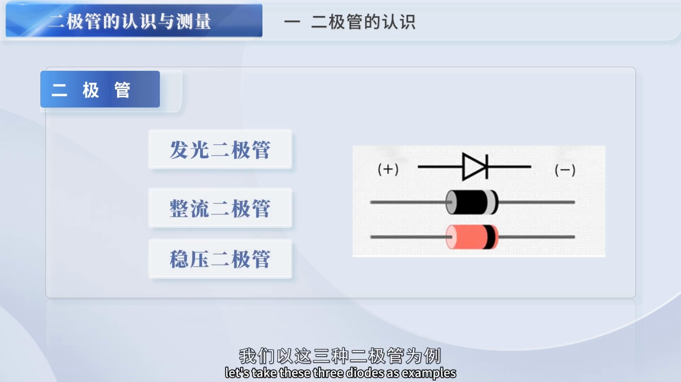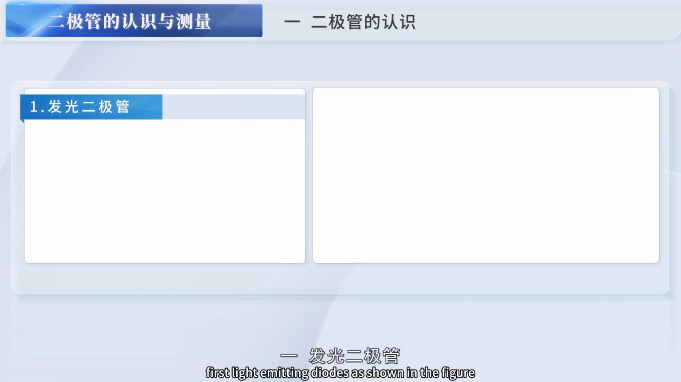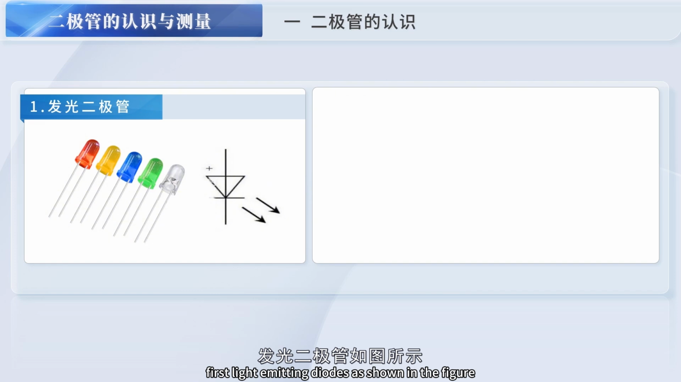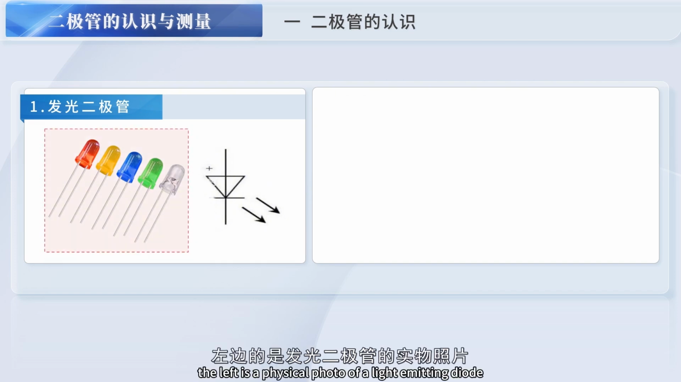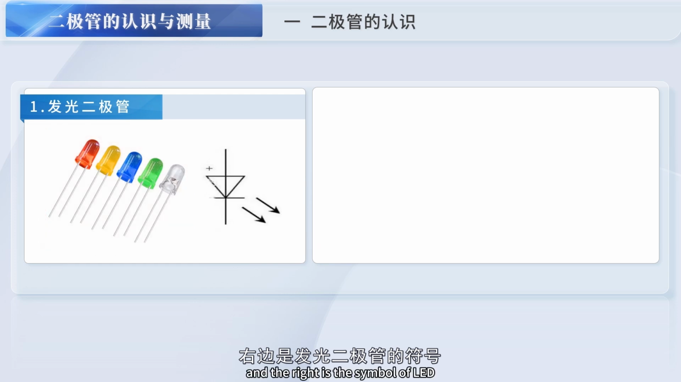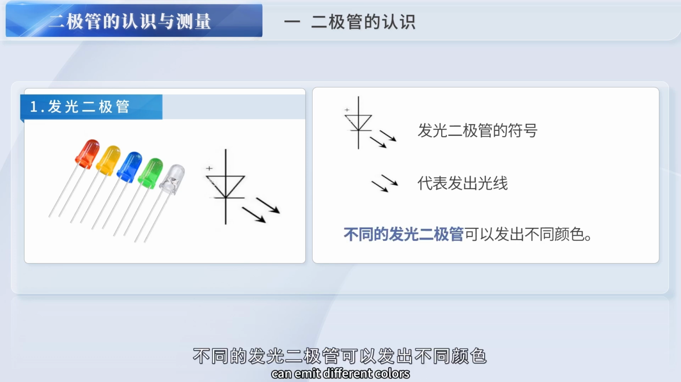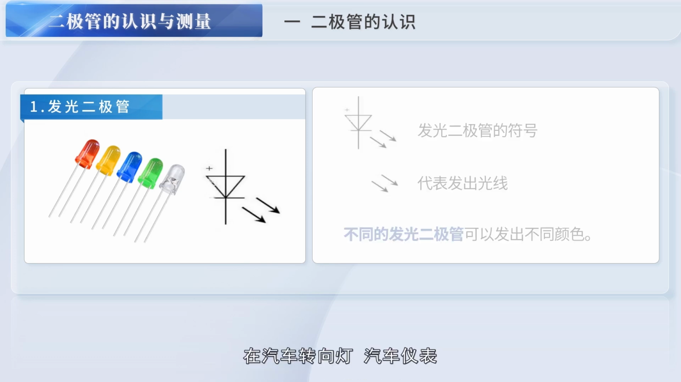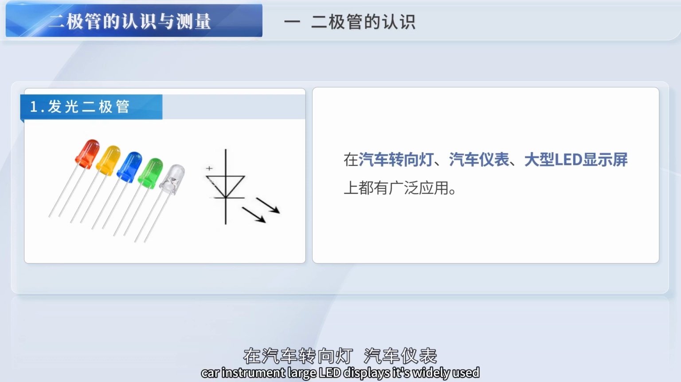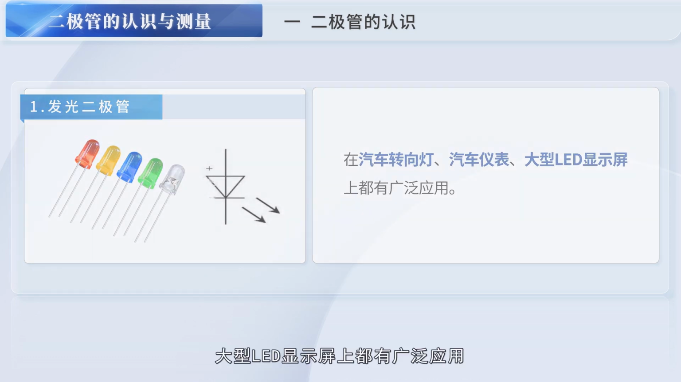Let's take these three diodes as examples to start learning this lesson. First, light-emitting diodes, as shown in the figure. The left is a physical photo of a light-emitting diode, and the right is the symbol of an LED. The two arrows in the symbol represent light emission. Different light-emitting diodes can emit different colors. They are widely used in car turn signals, car instruments, and large LED displays.